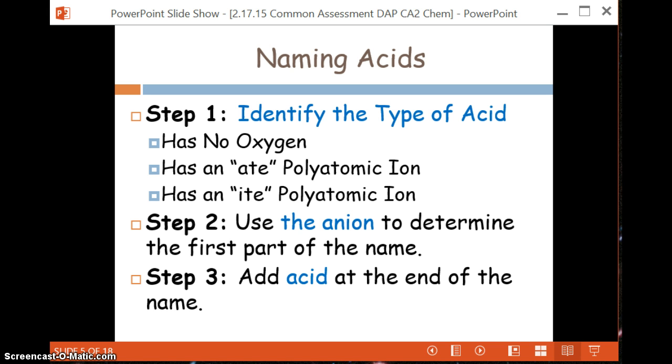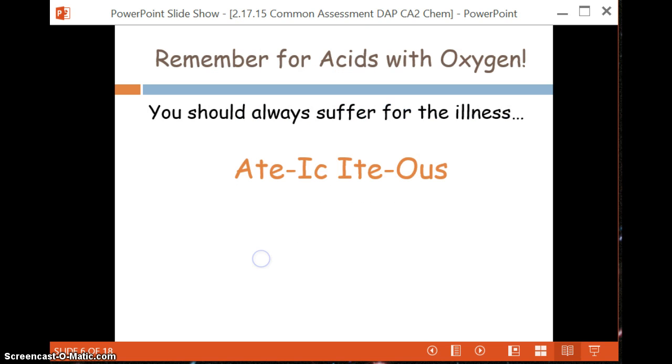There's basically three steps to identifying an acid. You have to first identify which type it is, and then use the anion to figure out which part of the name to use, and then add acid at the end. I think you guys are familiar with this process. Remember, you should always write down atic-itis on your periodic table. It will help you memorize the acid formulas.